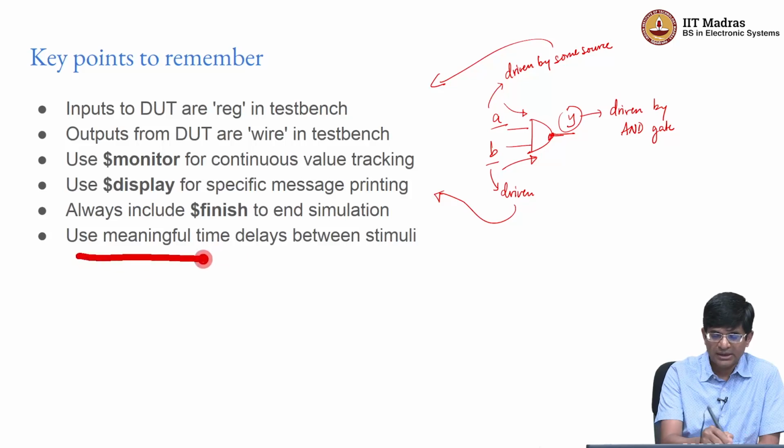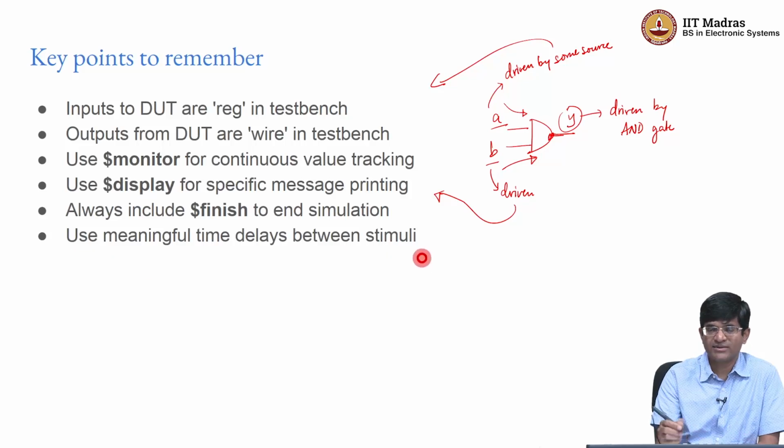And as you saw in the previous test case, we gave something like 10 time units between the stimuli changing the value of AB. Some meaningful values need to be given there, but as we will see later, you have to be very careful with what kind of interpretation you assign to this, because it does not actually correspond to physical delays.